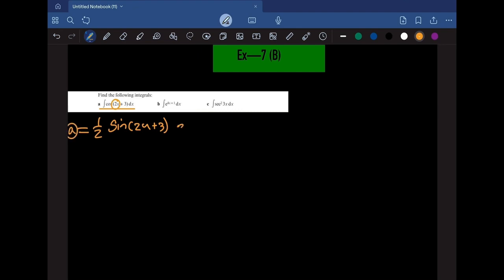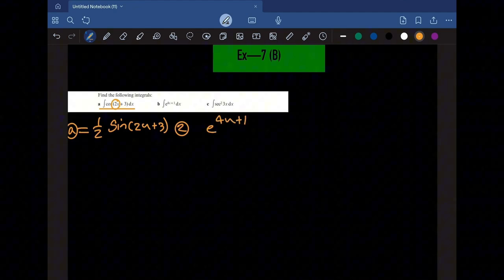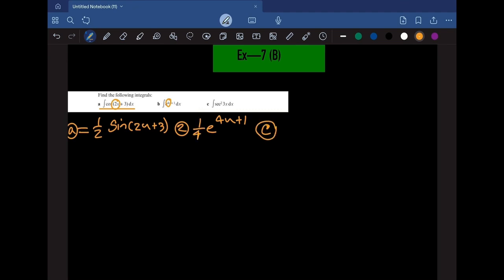Now moving forward to part B, it becomes e to the power of 4x plus 1. We know when we integrate e to the power of 4x plus 1, it is e to the power of 4x plus 1. Now we just need to divide it with the differential, so it becomes 1 divided by 4. Now in part C, it is sec square 3x.